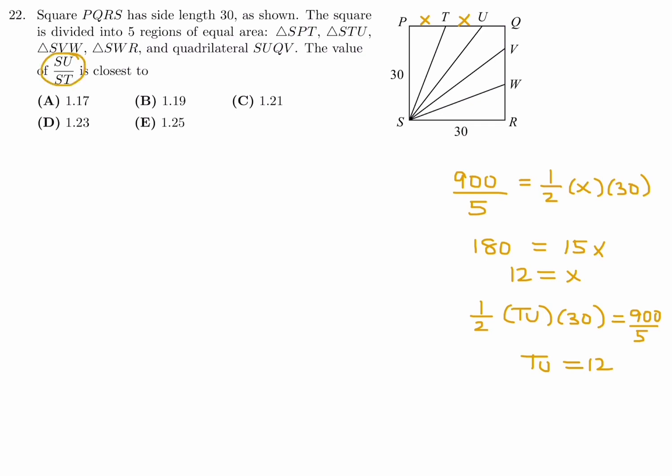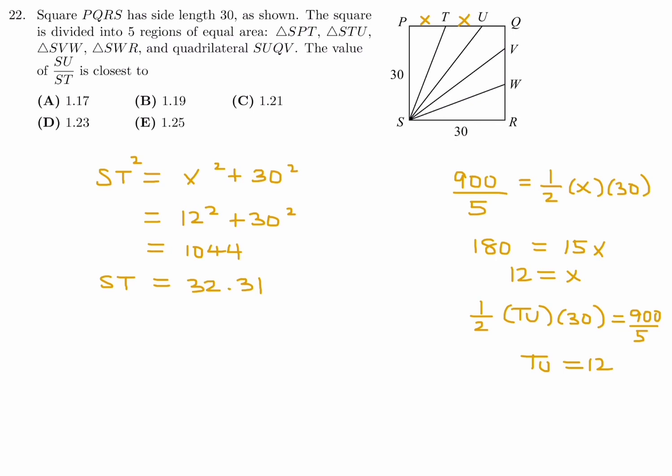Now let's concentrate on what they want, SU over ST. Well, ST, if you use Pythagoras, ST squared will be x squared plus 30 squared. And then x we calculated was 12. So sub that in there. So that's going to be 144 plus 900, which is 1044. And then take the square root to get ST. And when you do, you get 32.31.